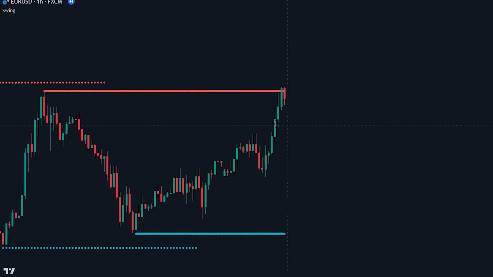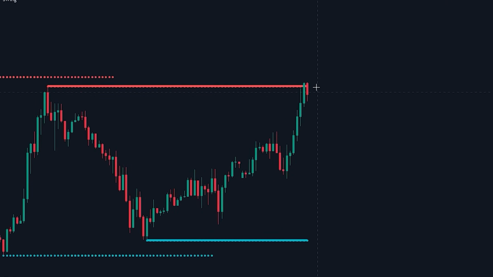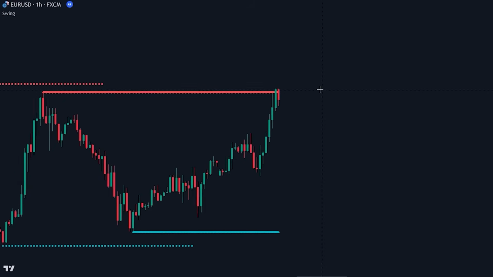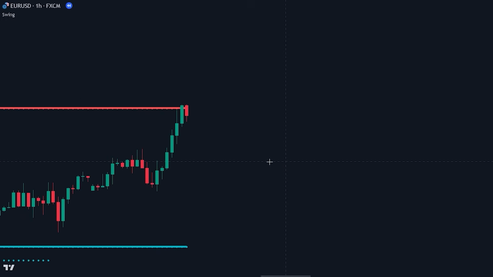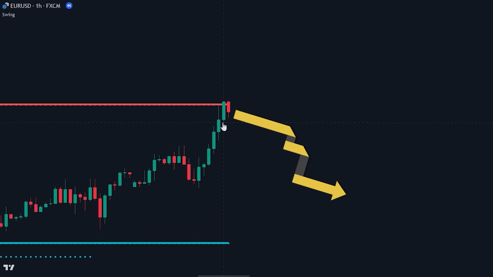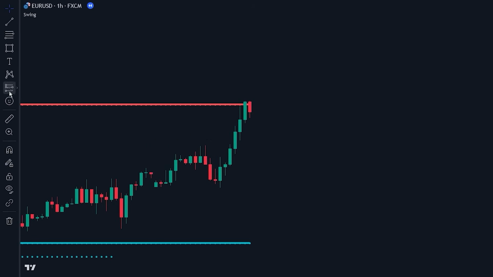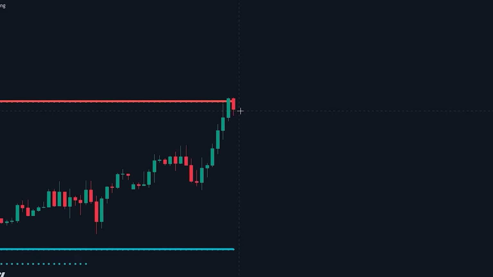In this case, the price was in an uptrend before it reached a resistance level that was plotted by the indicator. After it reached the resistance level, a tweezer top formed. This is a bearish reversal pattern formed by 2 consecutive candlesticks with matching highs, indicating potential selling pressure and a possible trend reversal. Because of this, let's enter into the sell position here.